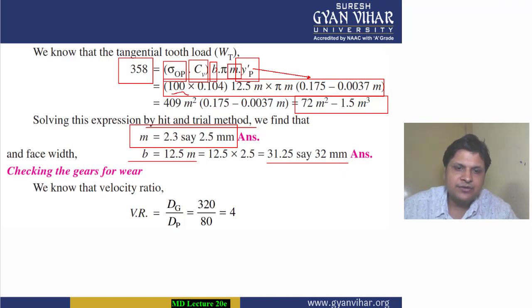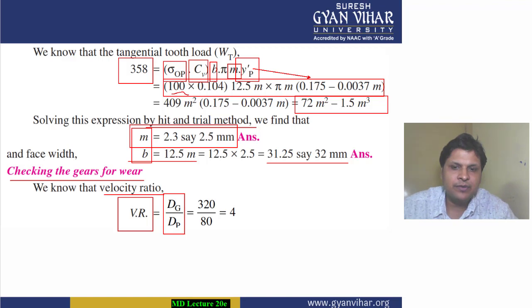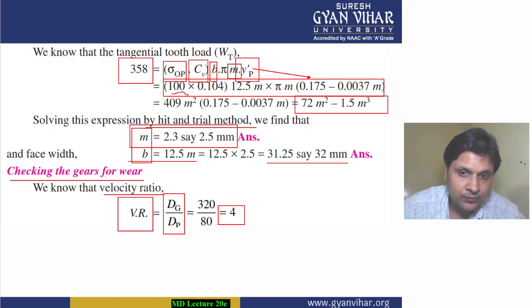Now let's check whether the values we have calculated are correct or not, whether this module and face width value are correct or not. So how will we check? We will first of all find the velocity ratio, students. Velocity ratio is the ratio of diameter of gear to the pinion. You will get the value equal to 4, because the diameter of both the gear as well as the pinion is given to you.